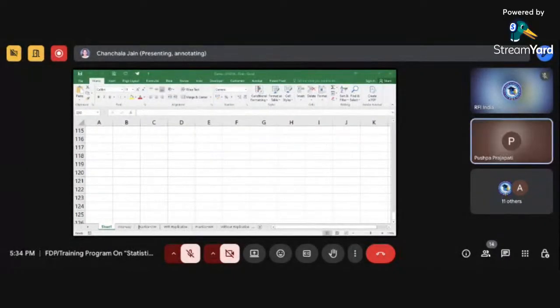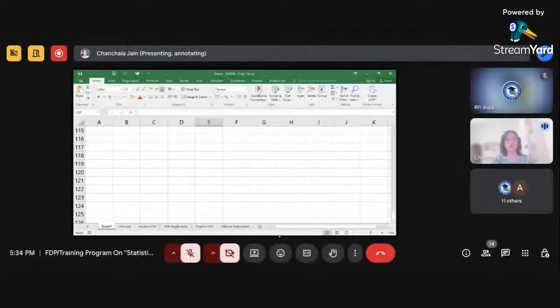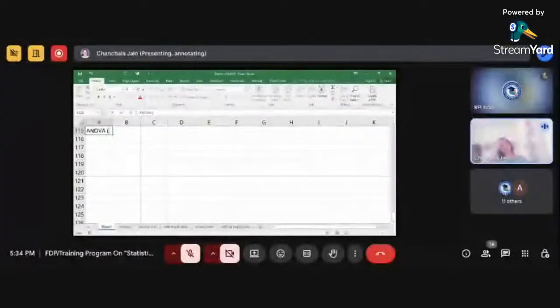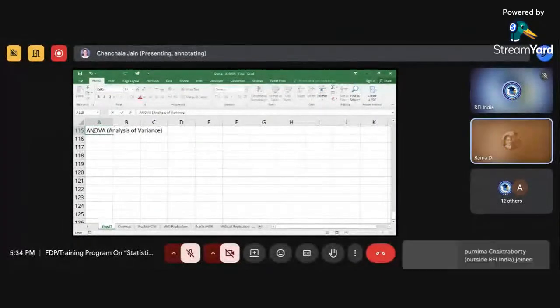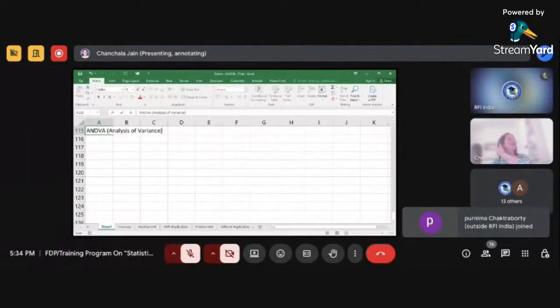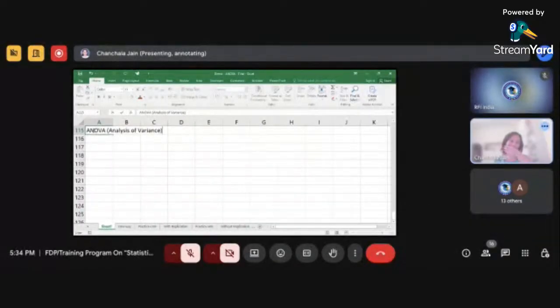Okay. Fine. So friends, today I'm talking about ANOVA. I think everyone knows ANOVA stands for? Analysis of variance, sorry. It's not covariance, that is ANCOVA. Analysis of variance. ANOVA is the analysis of variance, right?